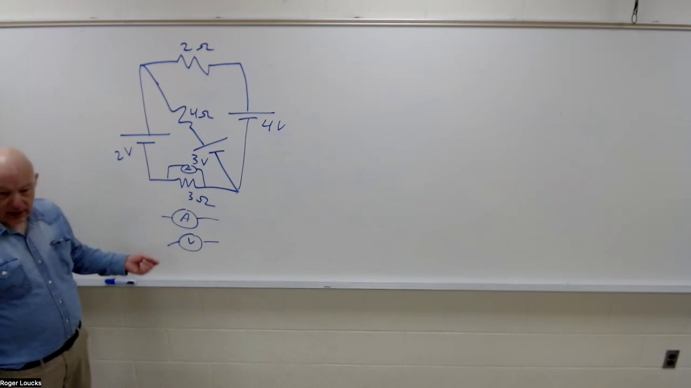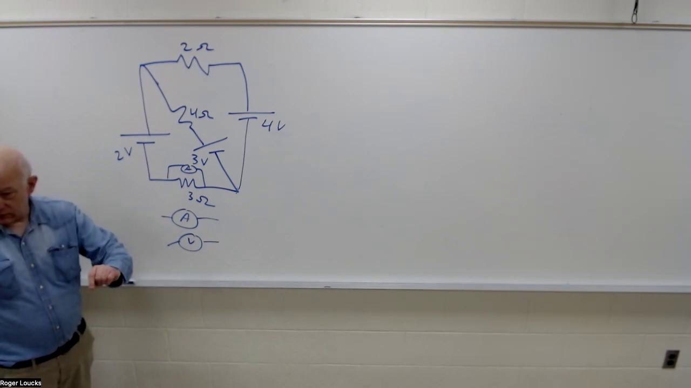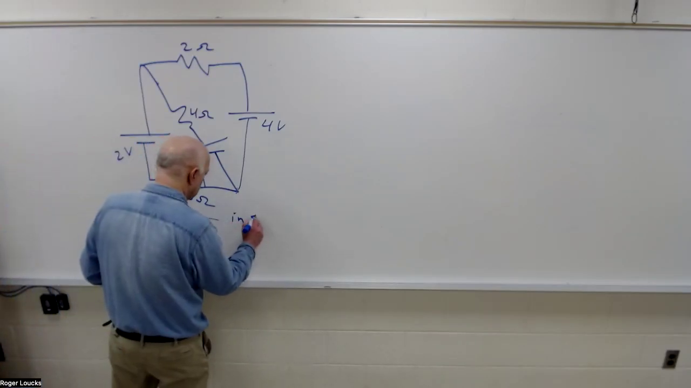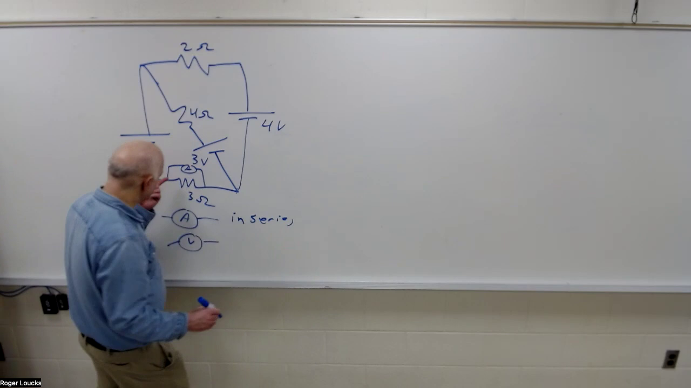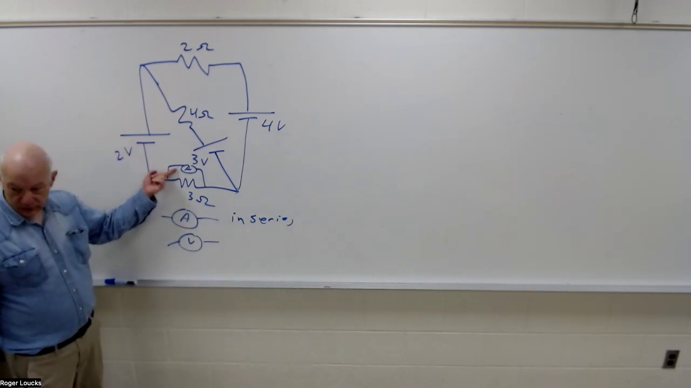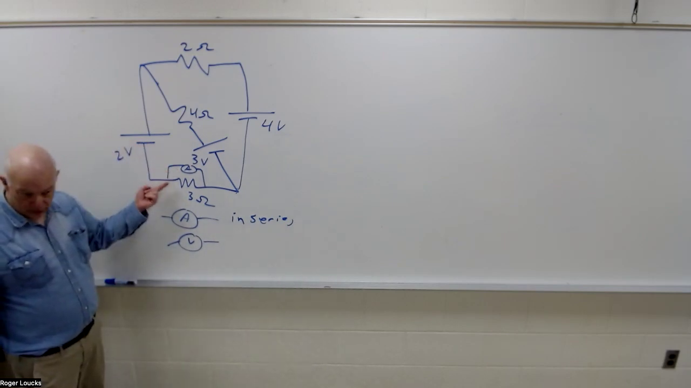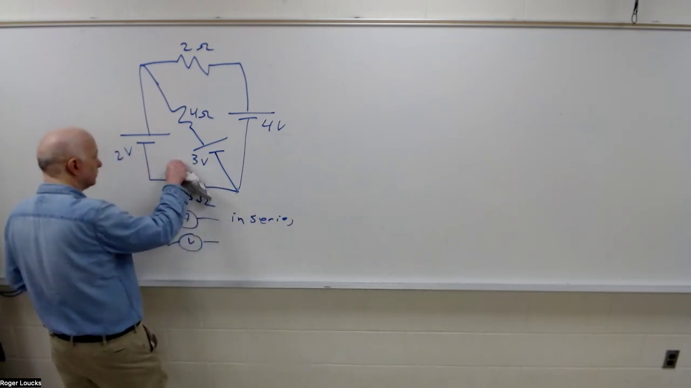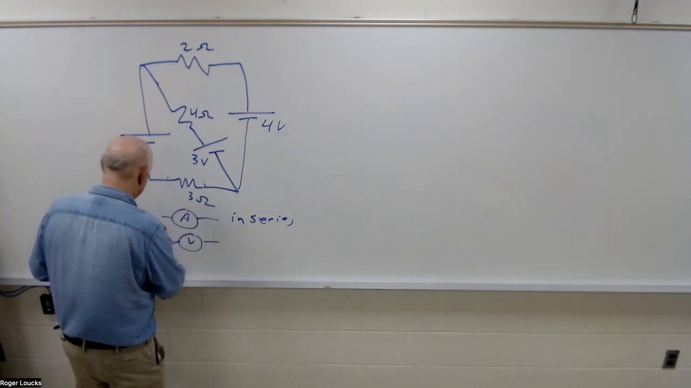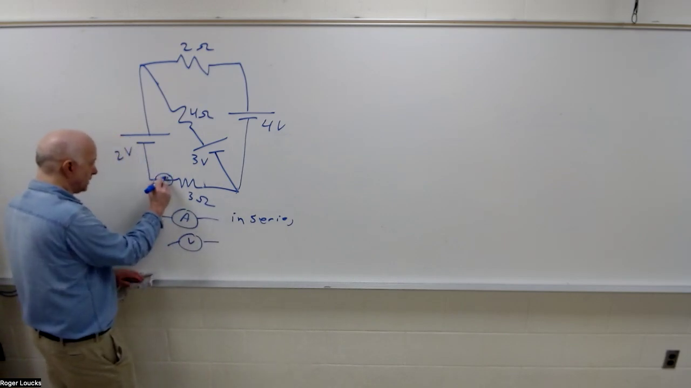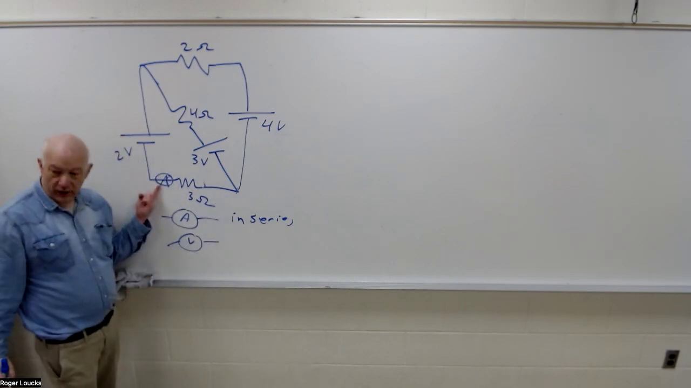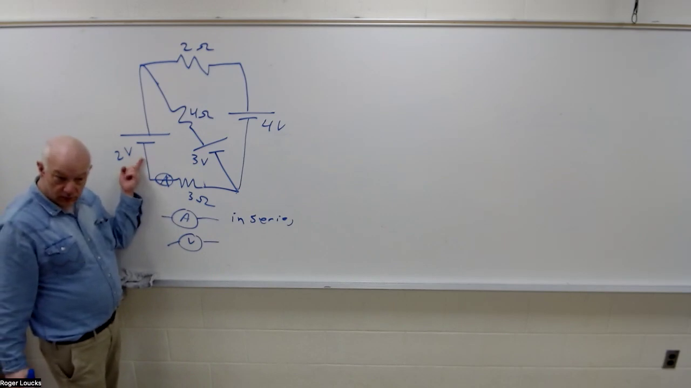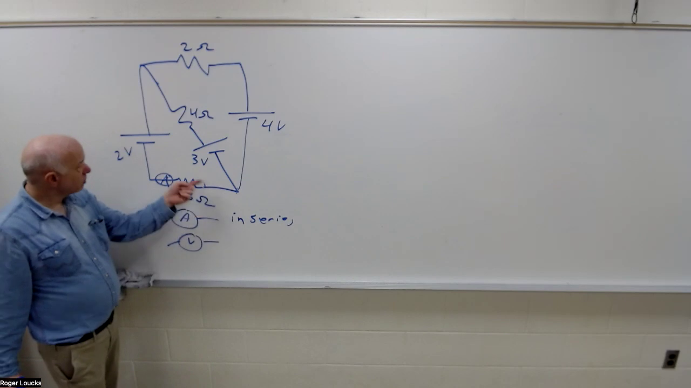First of all, whenever you have an ammeter, ammeters have to be placed in series. If I put the ammeter here, this ammeter would be in parallel. So put it in series. Take it out here. We're going to have to put it right in here in series. I could put it here, or I could put it up here, or I could put it right here. Could I put it here?